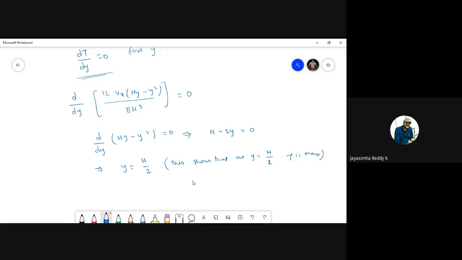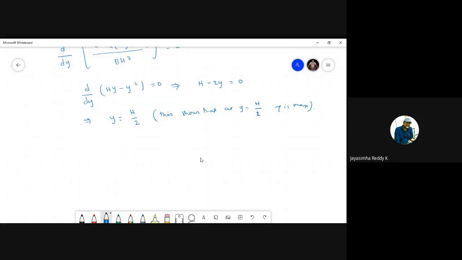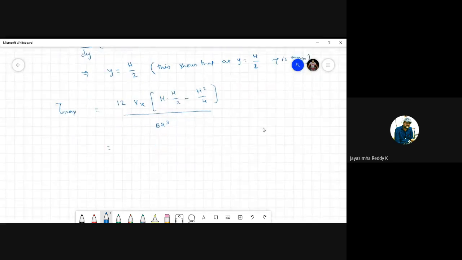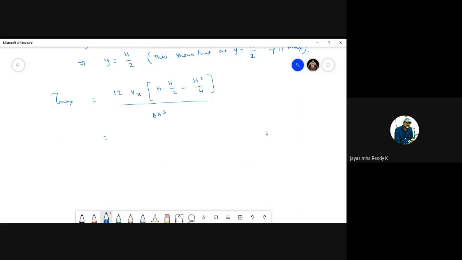Okay, students. So now for getting tau max, substitute y as h/2. So h into h/2 minus h square by 4 by bh cube. If you substitute this and simplify this equation, here this becomes h square by 2 minus h square by 4, which is equal to h square by 4. So this will be simplified as 12Vx into h square by 4 by bh cube.